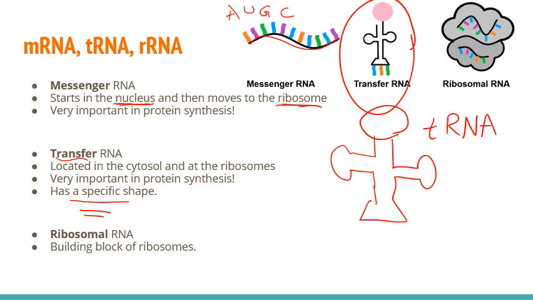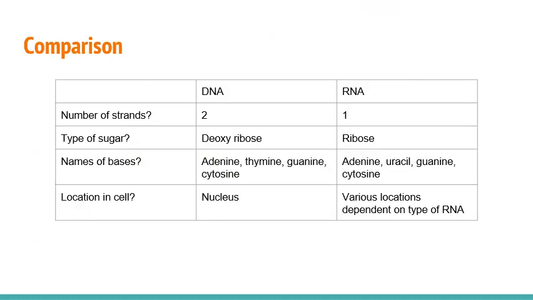Finally, we have rRNA, or ribosomal RNA. All you really need to know about this one for Year 12 is that it's what ribosomes are made of. We don't need to get into too much more detail about that one. So to summarize, we have mRNA, messenger RNA, tRNA, transfer RNA, and rRNA, ribosomal RNA. Now, we do need to be able to compare these. So these are the most common distinctions that you need to know.